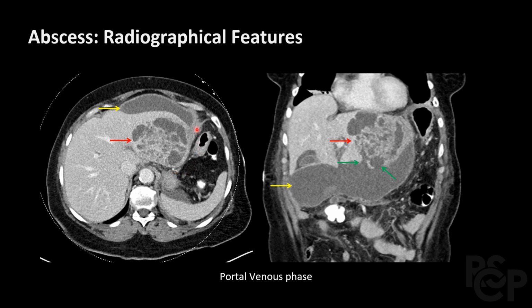In this example of a hepatic abscess, notice the large multiloculated collection in the left hepatic lobe with peripheral enhancement and internal septations similar in attenuation to the liver parenchyma on portal venous phase imaging. There is also a large subcapsular collection, with sites of communication to the abscess best visualized on the coronal image.